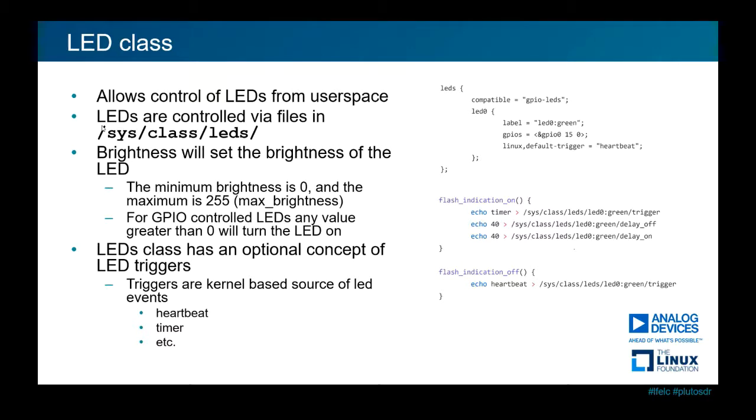In order to use those, on the right we see a device tree snippet. You set compatible to gpio-leds, and then under this node you can define a number of LEDs. LEDs have labels. They have a phandle for the GPIO that they control, and of course they can also have a default trigger. In this case, it's heartbeat. So when the system starts, it automatically uses this heartbeat flashing. From the user perspective, it's sysfs stuff. You write strings and values into sysfs attributes, and these are the two shell functions that we use for flash indication on and off.